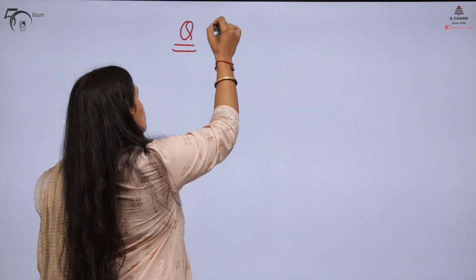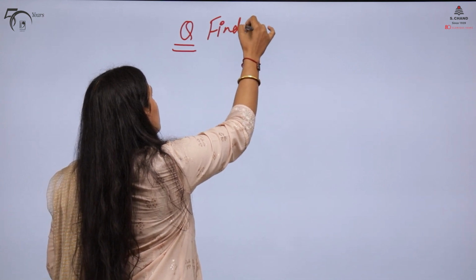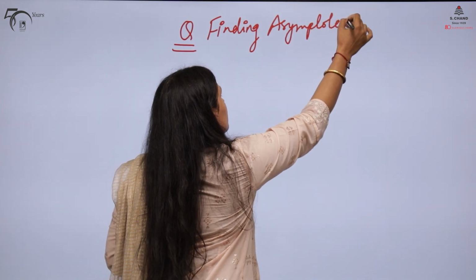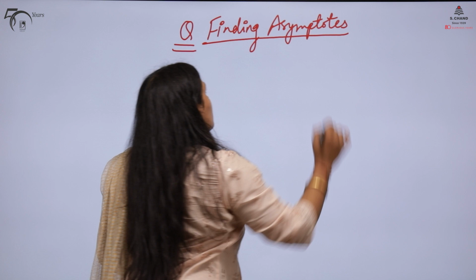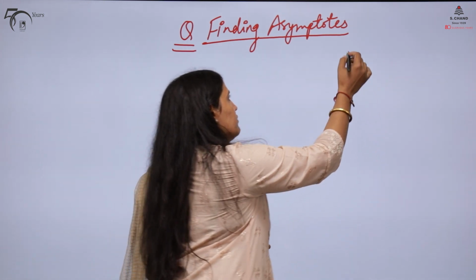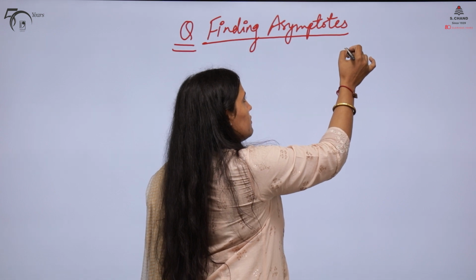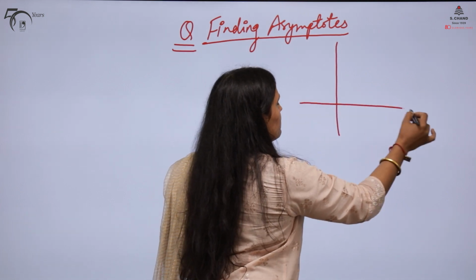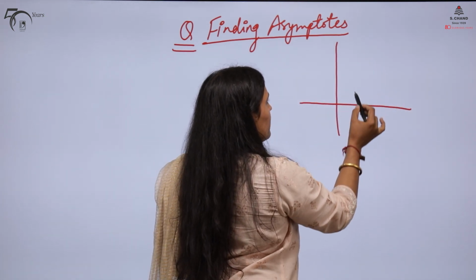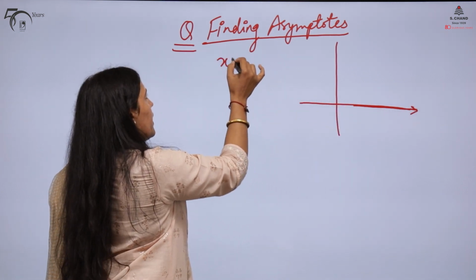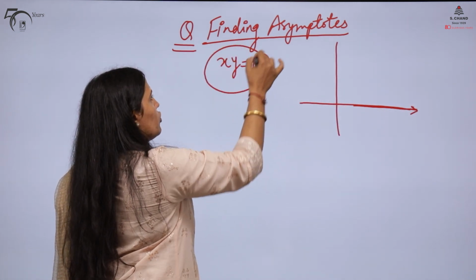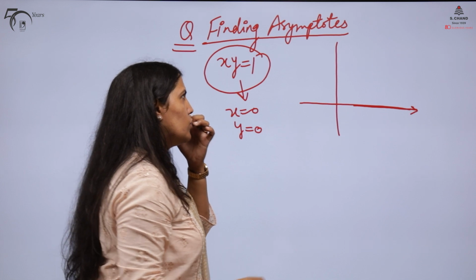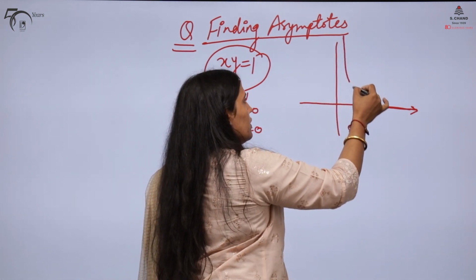Now, moving to asymptotes problem. Finding asymptotes. So, finding asymptotes, what is an asymptote? Tangent, I told you that the tangent touches the curve at one point, normal is perpendicular to the tangent. What is exactly an asymptote? An asymptote is a line. Suppose I am considering the rectangular hyperbola xy equal to 1. The asymptotes for this curve are x equal to 0 and y equal to 0. It means x axis and y axis both are asymptotes to this curve, and this is the curve.